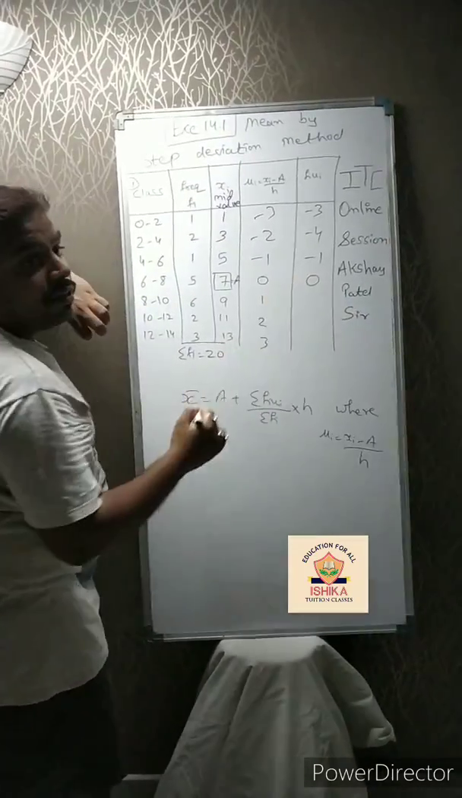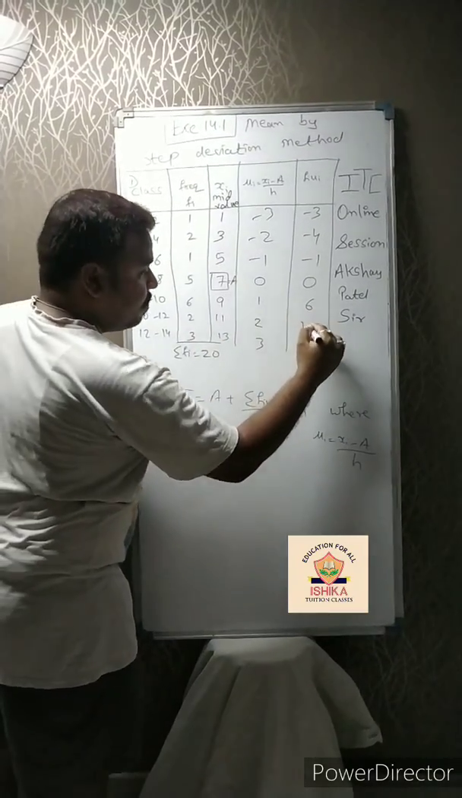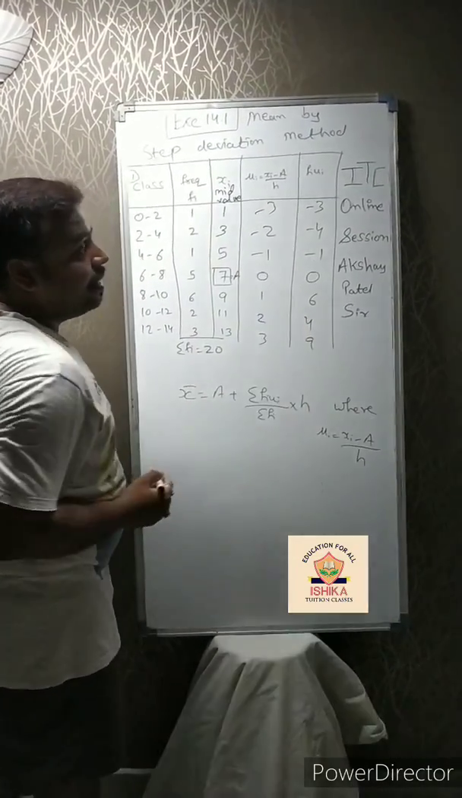5 into 0 is 0. 6 into 1, that is 6. 2 into 2, that is 4. 3 into 3, that is 9.